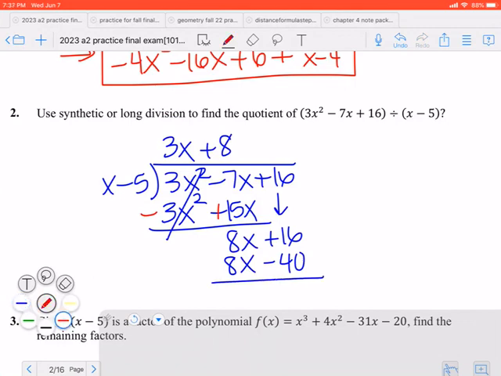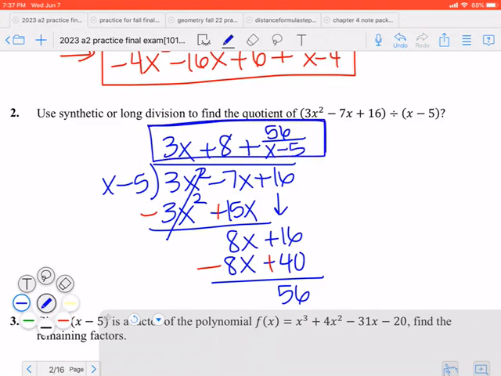Draw the line. Switch the signs. 16 plus 40 is 56. So it does have a remainder, plus 56 over x minus 5. That is the quotient, the answer to division.